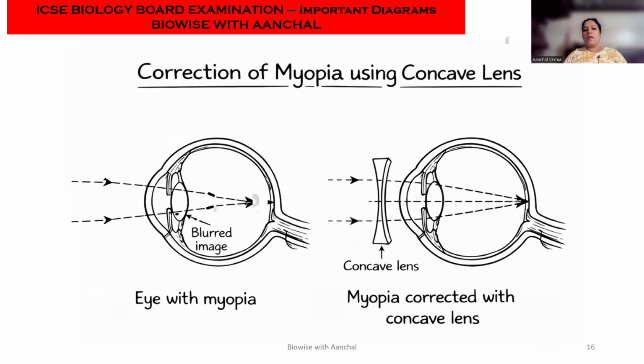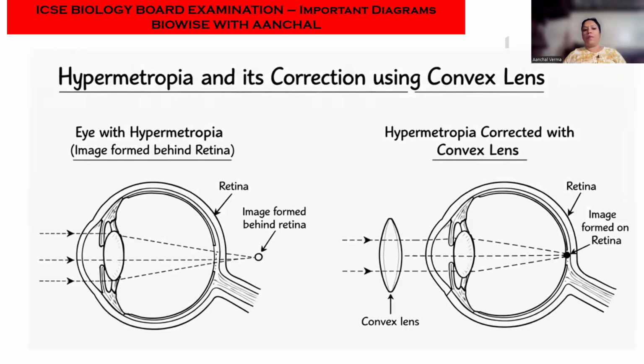Myopia is corrected. You can see here in myopia, the image is formed in front of the retina. And once you use a concave lens, the image is formed on the retina. The diagram can be asked to draw. Then hypermetropia: the image is formed behind the retina, and if you use a convex lens, the image is formed on the retina, and the problem is the person cannot read in this case.